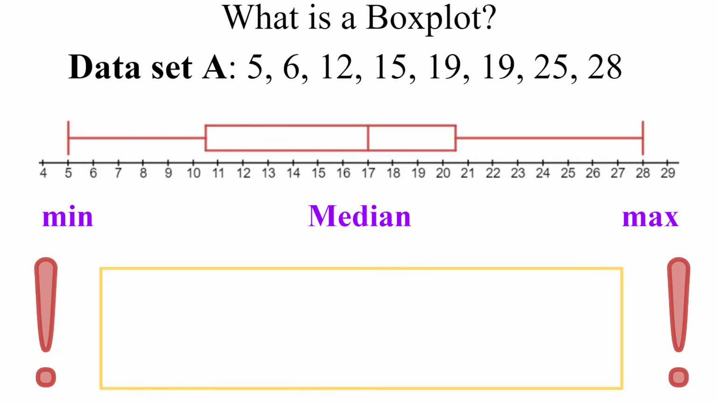I'm just going to tell you what these other ones are called just in case you're curious, but it's not going to be on the SAT. That left vertical line on the left side of the box is Q1, and that right vertical line on the right side of the box is Q3.